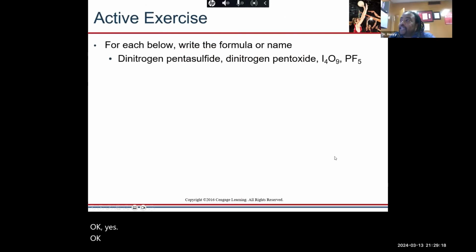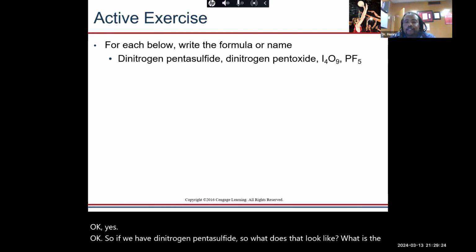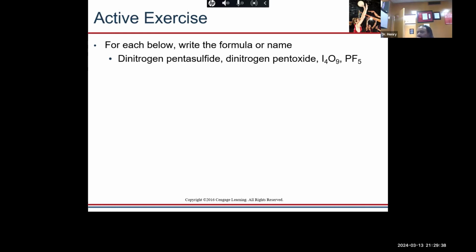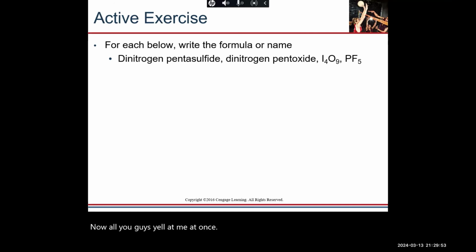Okay, so if we have dinitrogen pentasulfide, what does that look like? What is the chemical formula for that? And don't all you guys yell at me at once.